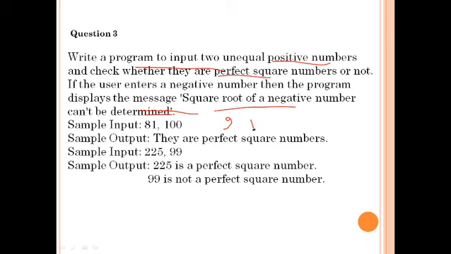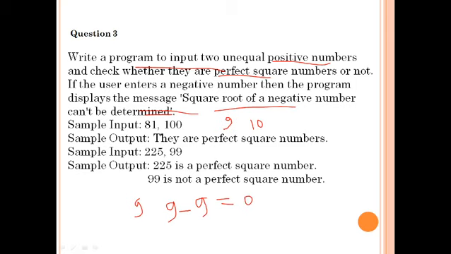The square root of 100 is 10. How will you calculate this? First I will find the square root of 81. The square root of 81 is 9. Now I will subtract 9 minus 9. What will be the output? 0. If it is 0, it means it is a perfect square number.